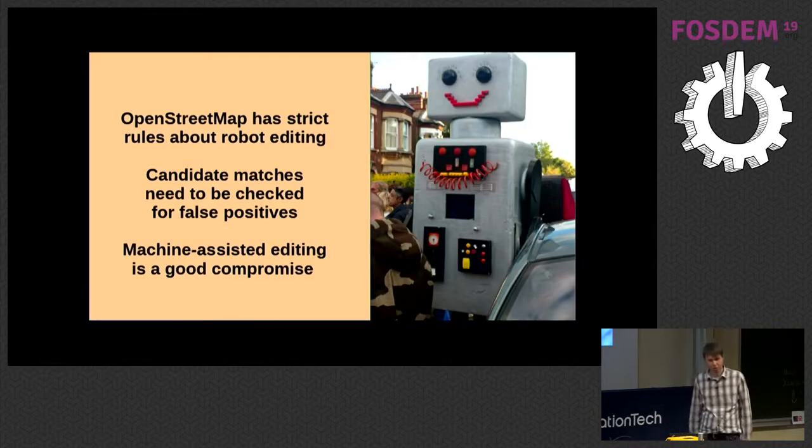My first attempt at this was a fully automated system where I was just uploading tags without checking first, and that was against the rules. People were unimpressed. I had a role account doing that, which got blocked. So it's better to have a user interface where people can check things. And also, local people can check things in their own area. It's not just me trying to do the whole world. So yeah, machine-assisted editing is good.